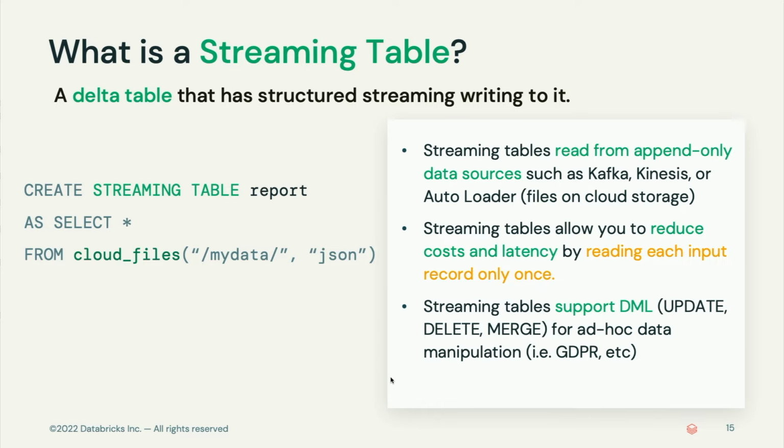Even as you add more data, it will only read that new data that has just arrived. And the reason that's so important is because it allows you to reduce cost and latency by not repeating the same work over and over and over again. And like I said before, this is a table. So in addition to the stream writing to it, you can do DML on it. So if you want to run update, delete, merge, it's a table. You can do all of those operations on it just like a normal table in Unity Catalog.